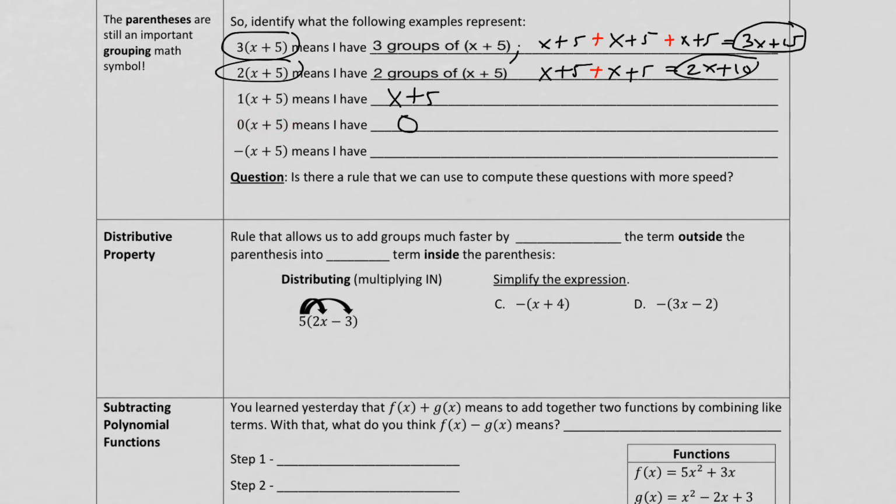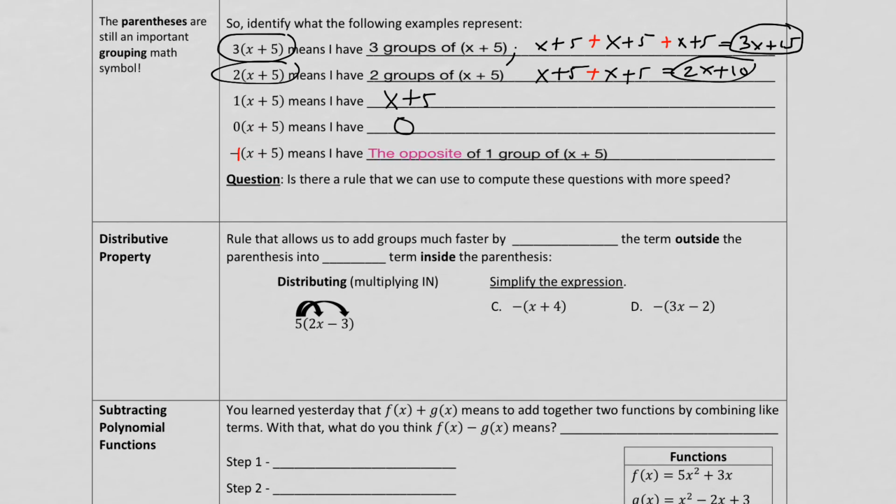But then to finish this first note, what happens when you see a minus sign and then an x plus 5? First off, a minus sign by itself is actually a minus 1. So when you see a negative 1 here, what it means is the opposite of one group of x plus 5. So when you see a minus sign, you read it as the opposite of. So this is the opposite of.